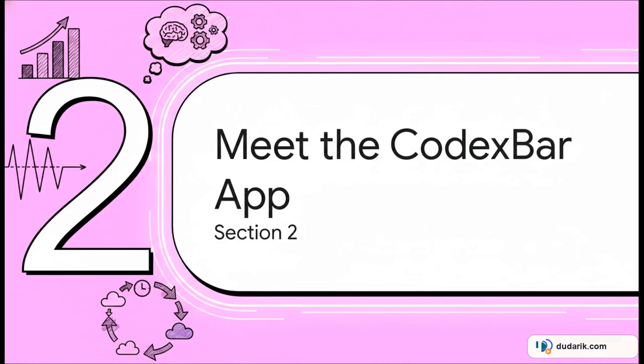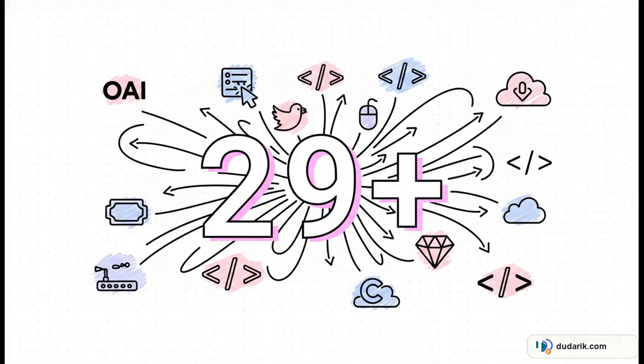Which brings us right to Section 2, meet the CodexBar app. This app is an absolute game changer. CodexBar is a free, open-source macOS menu bar app that currently tracks over 29 different AI coding providers. So while our focus today is definitely on its robust support for OpenAI Codex, it also natively handles Claude Code, Cursor, Gemini, Copilot, OpenRouter, the whole shebang.